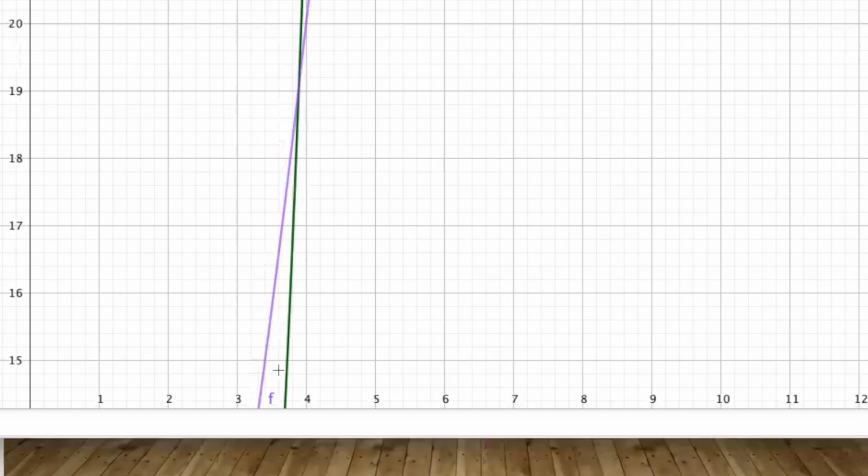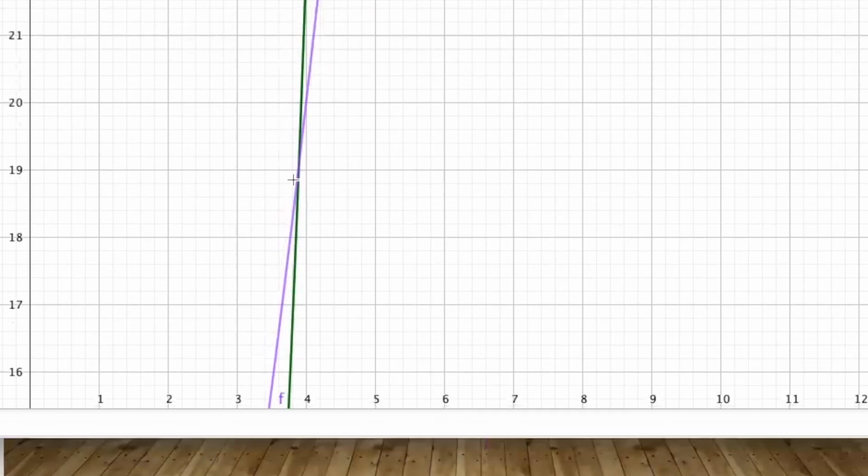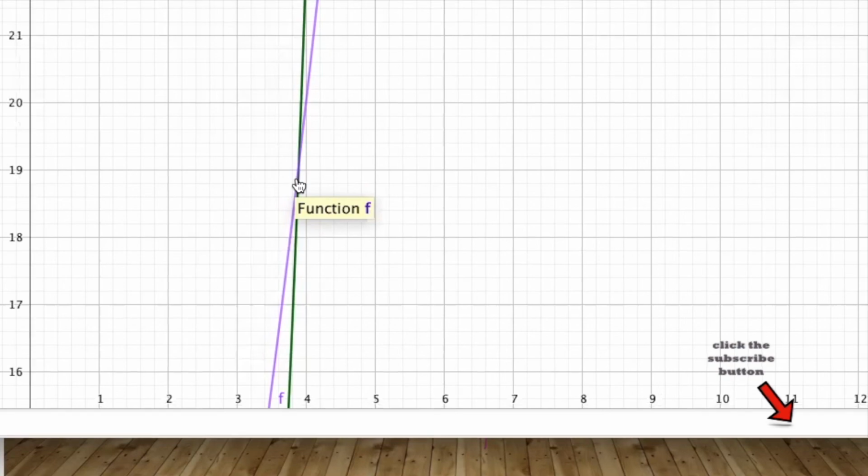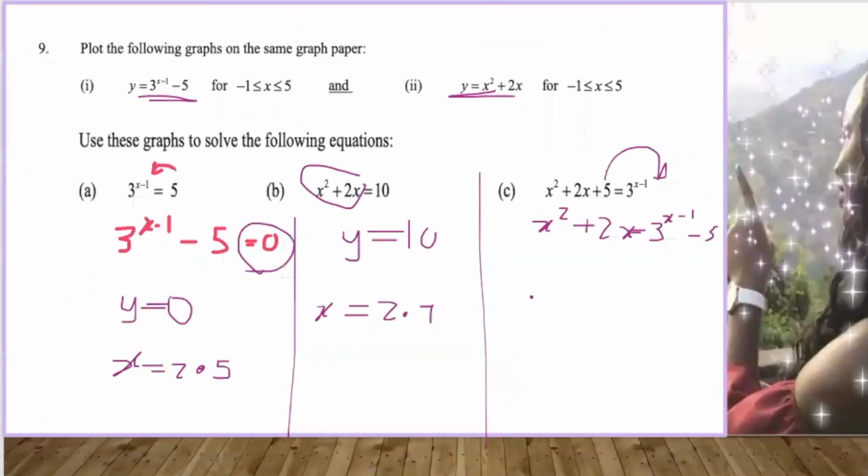As you can see, there's an intersection here. So we need to read off the x value for the point of intersection. This is the x-axis. So this is 3.2, 3.4, 3.6, 3.8, and then this is 3.9. So x, the point of intersection, which is the x value we're interested in, to be the solution, x is equal to 3.9.